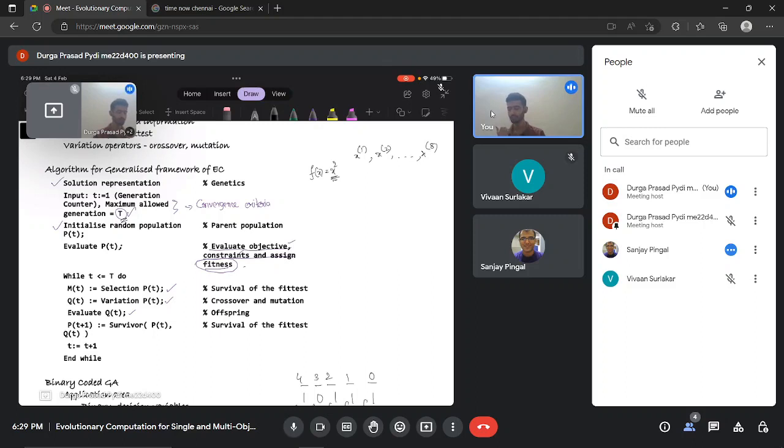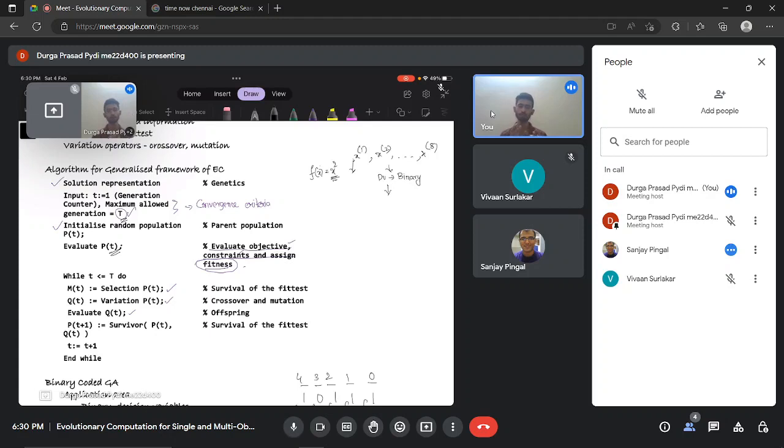Next step is I take the decoded value and convert it into binary. Before converting, I can actually use these x values to obtain f of x. That will be this particular step, evaluating objective constraints and assigning fitness. Once I get those values, next I'll go into the iteration. I'll do the selection operator.